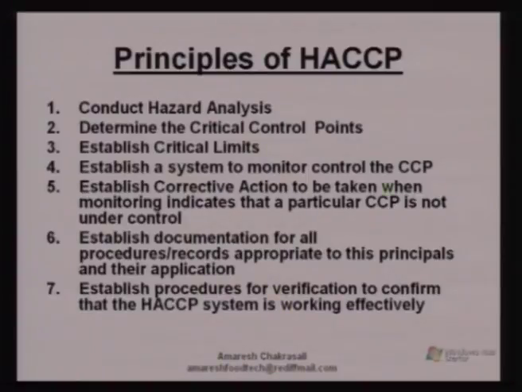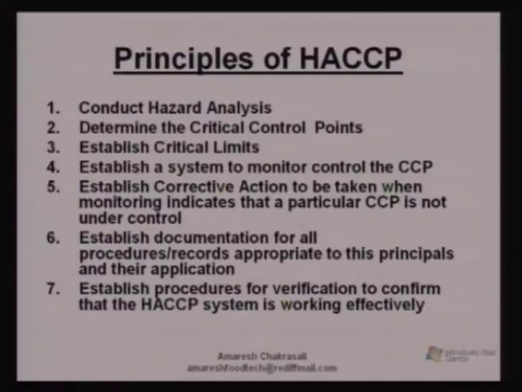The second principle is to determine the critical control points. If there are 7 steps or 8 steps in a process, determine where we can effectively control it. For example, in a juice or milk processing unit, pasteurization is a critical control point. Similarly, establish critical limits. If it is a pasteurization process, we should know at what temperature and for what time it needs to be pasteurized. So those limits need to be established.